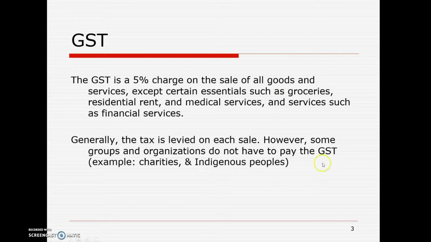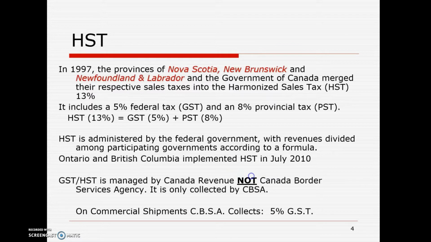Now, some groups and organizations do not have to pay GST, for example, charities and Indigenous peoples. This will become more apparent when we start talking about exemption codes. Indigenous peoples will become more apparent when we start talking about importation of tobacco in ITA311. But we'll go back to that later.